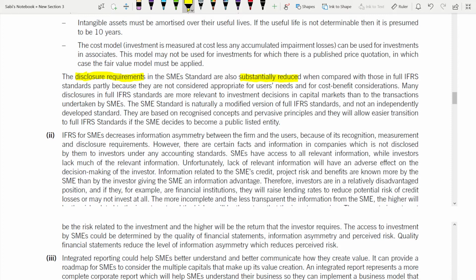And if they, for example, are financial institutions, let's say a bank or insurance company or pension fund, they will raise lending rates to reduce the potential risk of credit. Exactly, they will increase their rate. They might increase their borrowing rate or lending rate or whatever it is, because they want to protect themselves from the risk of credit losses, or may not invest at all.